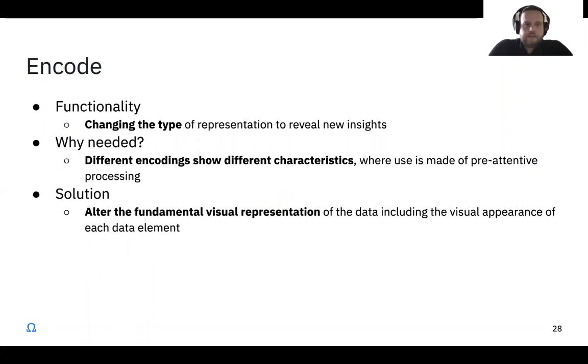So the functionality there is that you're changing the type of representation, as I have telegraphed before. And the need is rather simple because different encodings show different characteristics. There are different strengths and weaknesses of different plots. And they explicitly mention that use is made of pre-attentive processing. So the solution is that you re-encode, that you show a different representation.